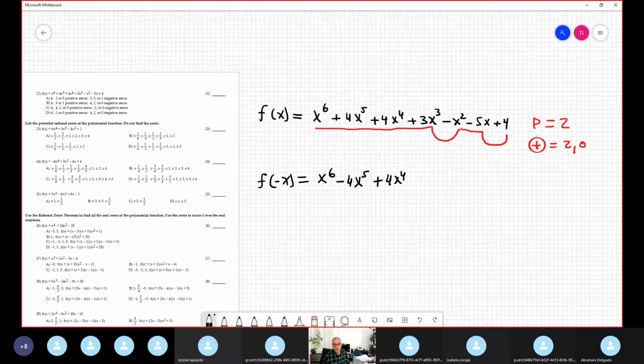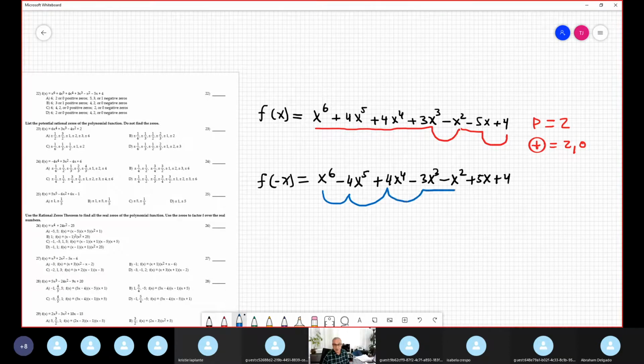This is change. This is stay the same. This is change, and this is stay the same. And now, when you analyze the negative, one change of sign, another change of sign, another change of sign. Actually, 1, 2, 3, and 4. N is 4. Now the number of negative roots is 4, 2, or 0.